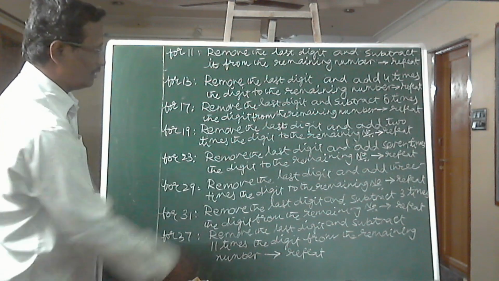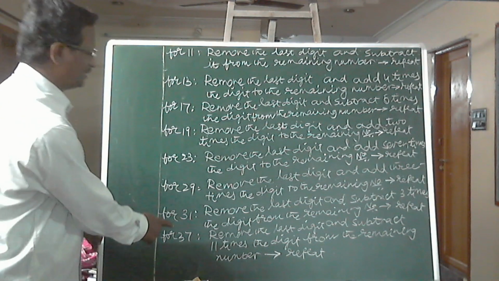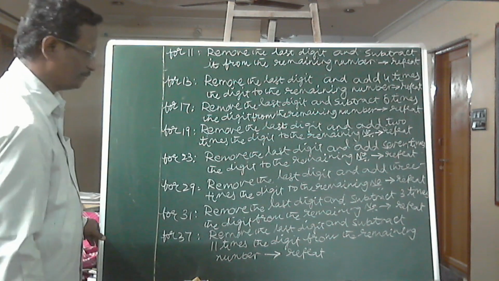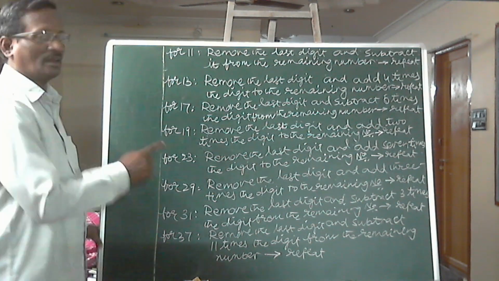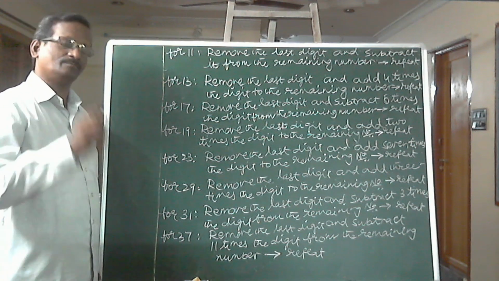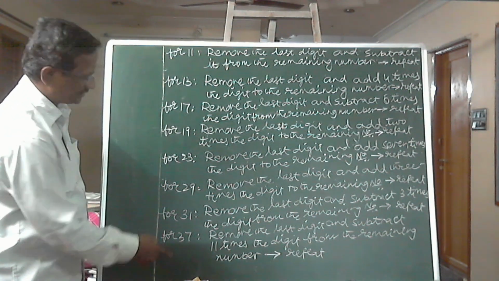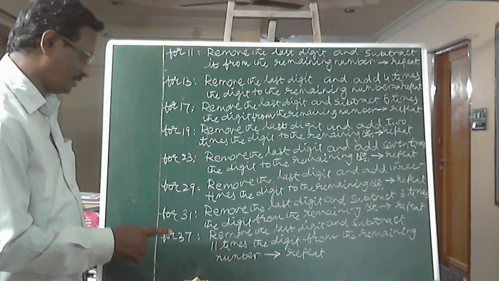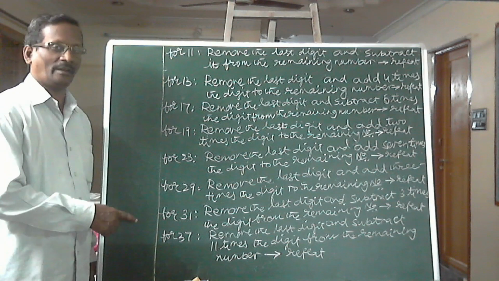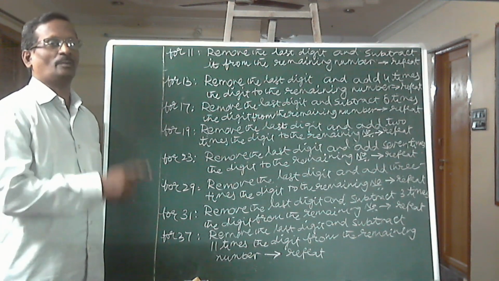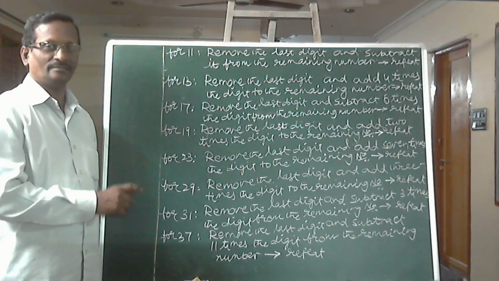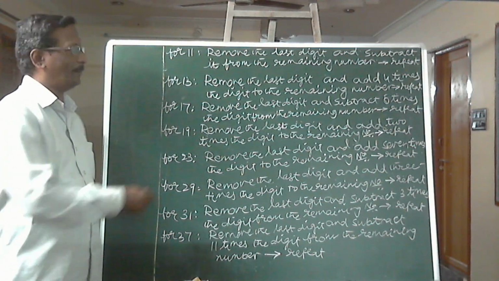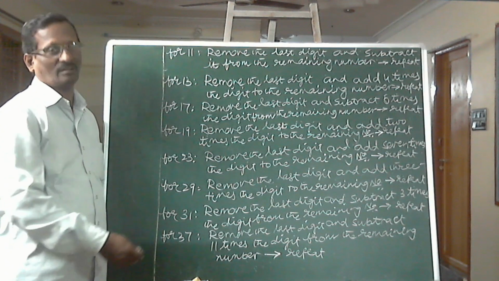For 31, remove the last digit and subtract 3 times the last digit from the remaining number and repeat the same process till we get a smaller number. For 37, remove the last digit and subtract 11 times the last digit from the remaining number till we get a smaller number. It is the most simple way of finding whether the number is divisible by any one of the prime numbers or not.